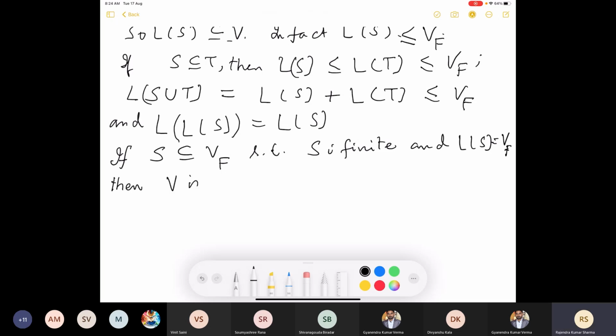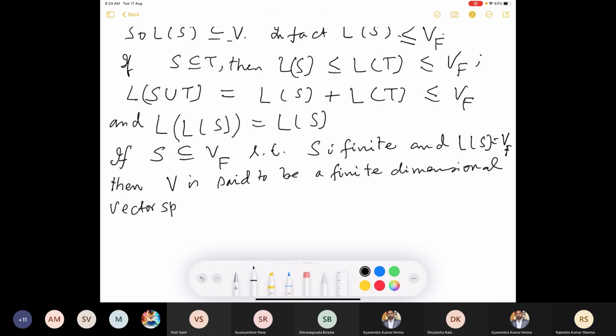Then V is said to be a finite dimensional vector space over the field F. We can have some examples. Let us take the example, say R over R.